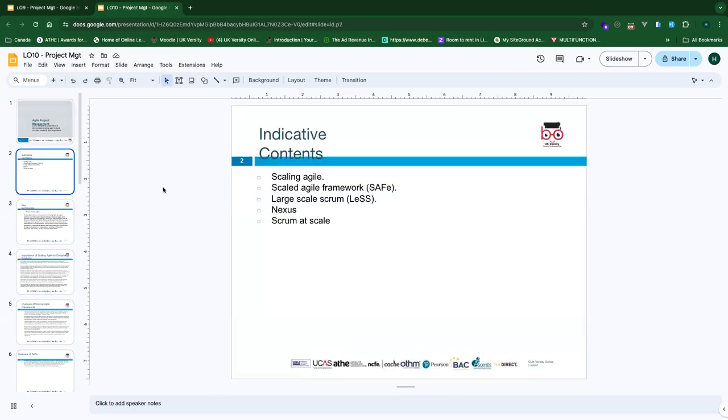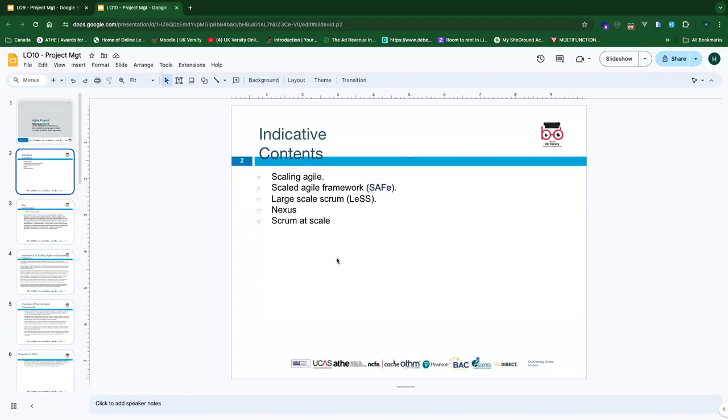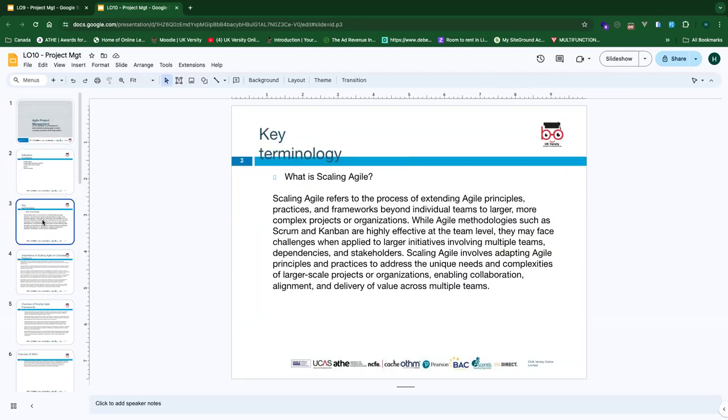What are the indicative contents? Scaling agile, scaled agile framework, which is SAFe. So you'll be seeing this a lot in this session. So what it means is scaled agile framework and large scale scrum, which is LeSS. We also have Nexus and Scrum at scale. The first thing we'll be looking at is scaling agile.